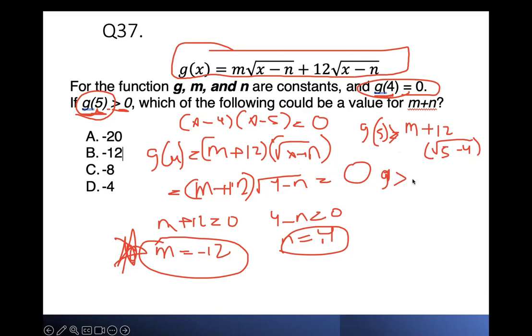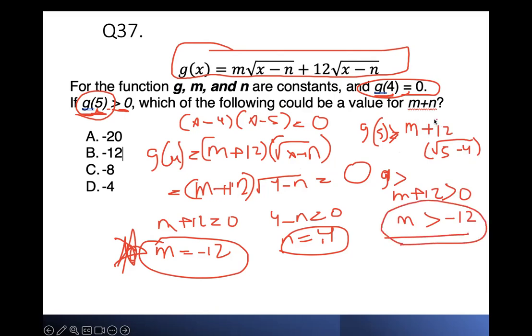What do you think? That's the key concept you have to know. That's the key concept: m plus 12 is greater than 0. Therefore, m is greater than what? Minus 12. That's the answer choice you're looking for.